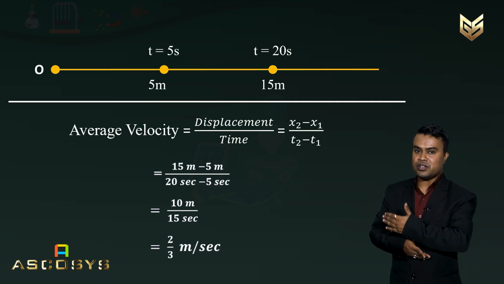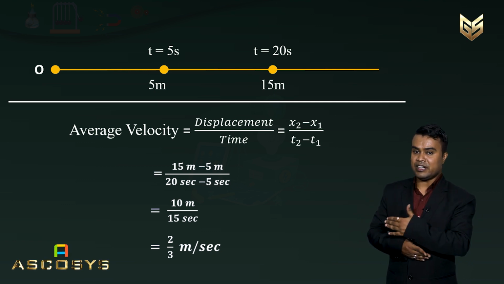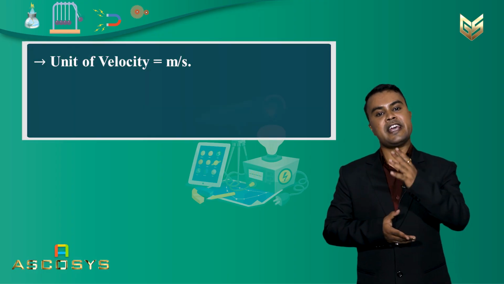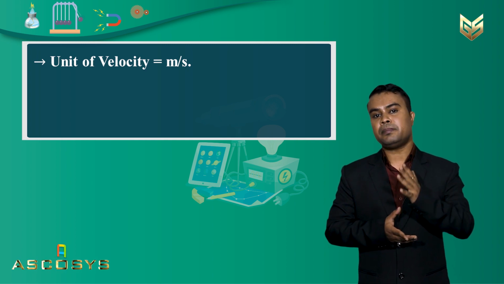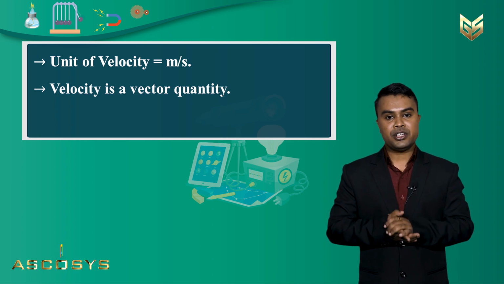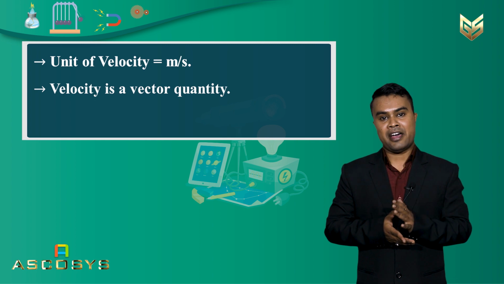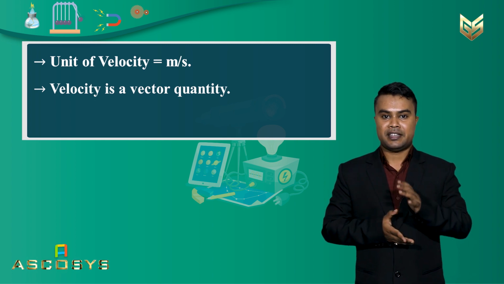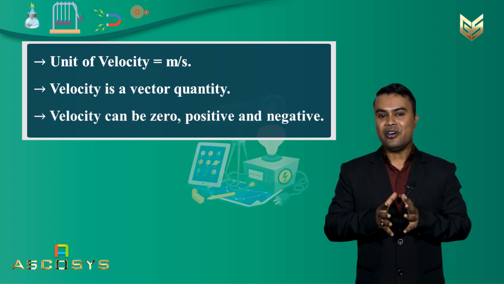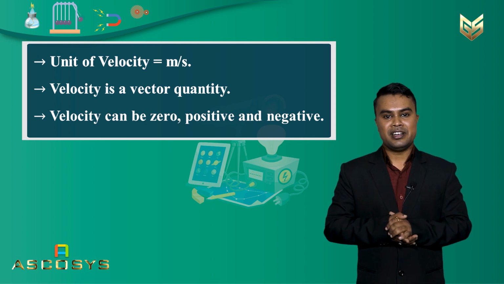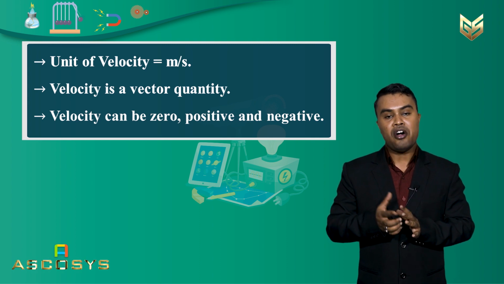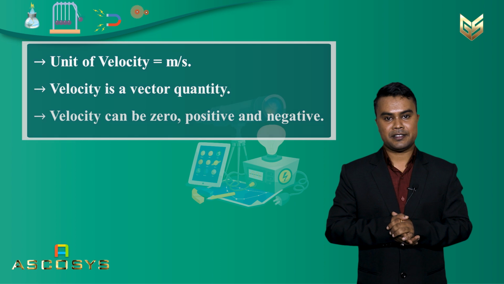So this is the procedure by which you can find the average velocity, and you can get the answer in a click. What is the unit of velocity again? It is the same as speed, meter per second. It is a vector quantity, which is very important to know. That means it has magnitude as well as direction, so it can be negative, 0 as well as positive. You can take many examples of vector quantities: velocity, displacement, force.